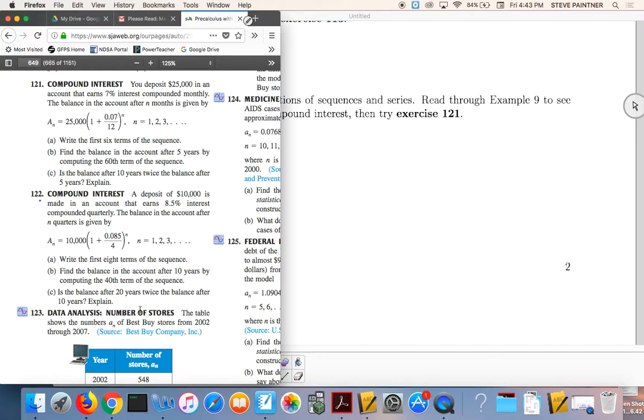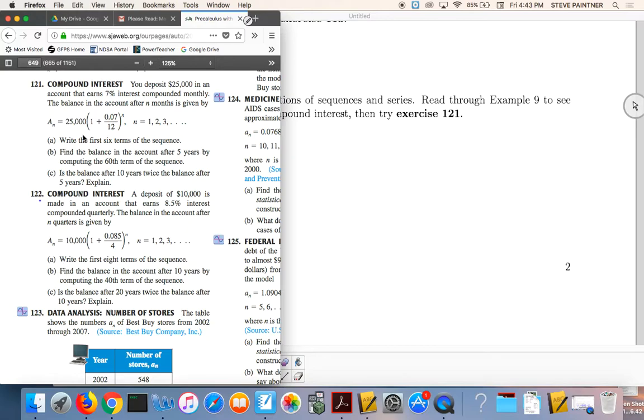The balance in the account after n months is given by this sequence. And if you want to learn a little bit more about how compound interest works, you can compare this initial formula to the one in the last example and note the differences. Compounding things monthly is different than compounding things quarterly. You'll earn different amounts of money.